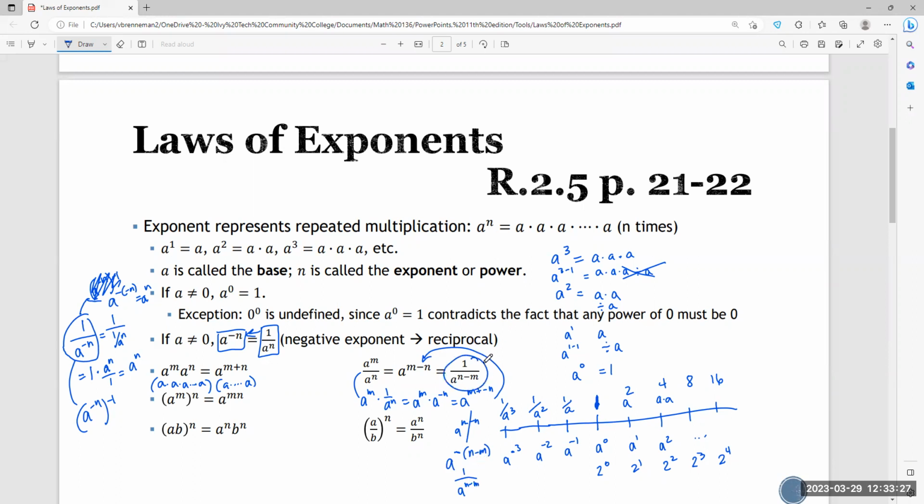This form is more convenient to use if n is bigger than m. So like if I had x squared over x to the 5th, rather than taking x to the 2 minus 5 and getting x to the negative 3, and then rewriting that as 1 over x cubed, I can just go straight to 1 over x to the 5 minus 2 and get there a little bit quicker.